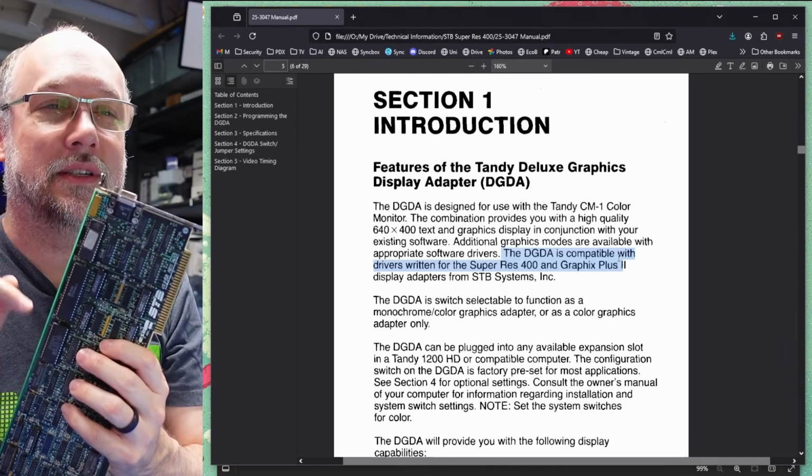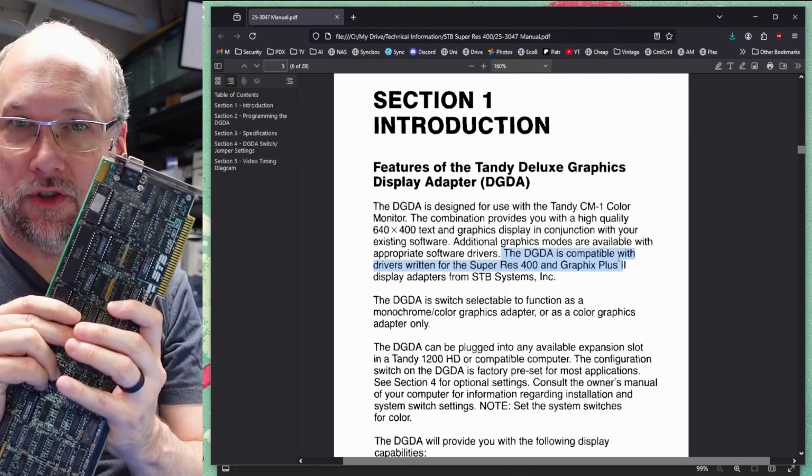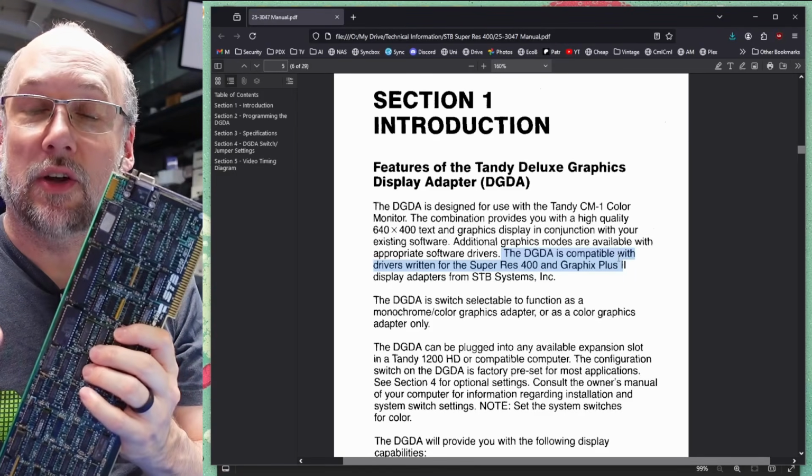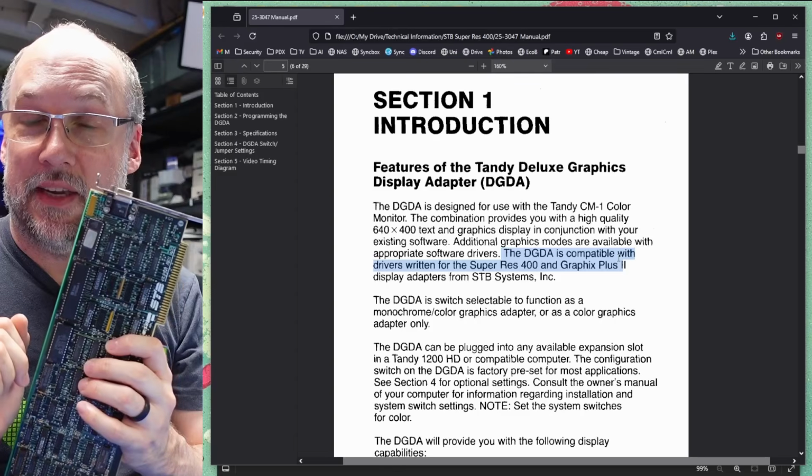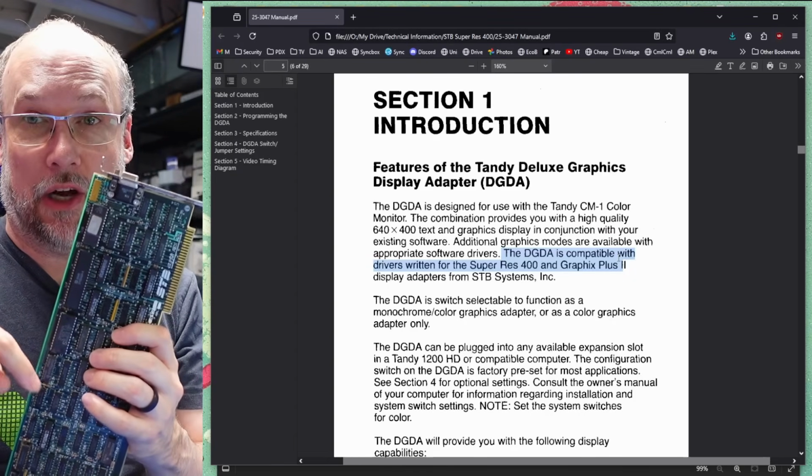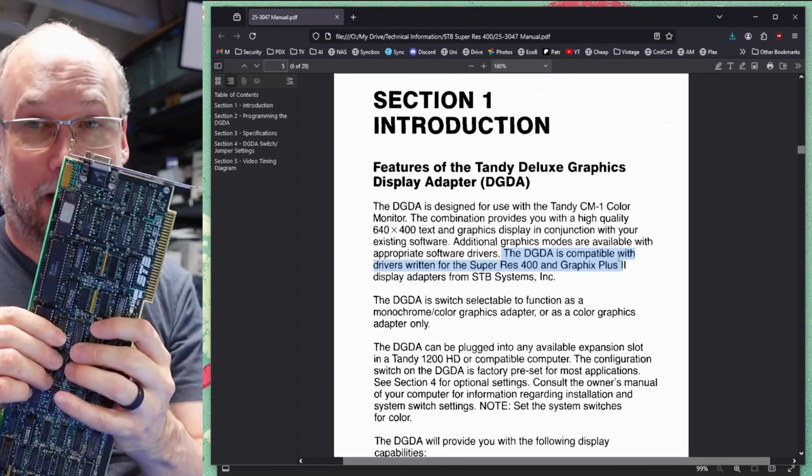So if any software out there exists for the Graphics Plus 2, then it should absolutely work on this. So if you're aware of any software for that card that displays 16 colors, definitely let me know down below in the comment section, because I would like to be able to test this out a little bit better.